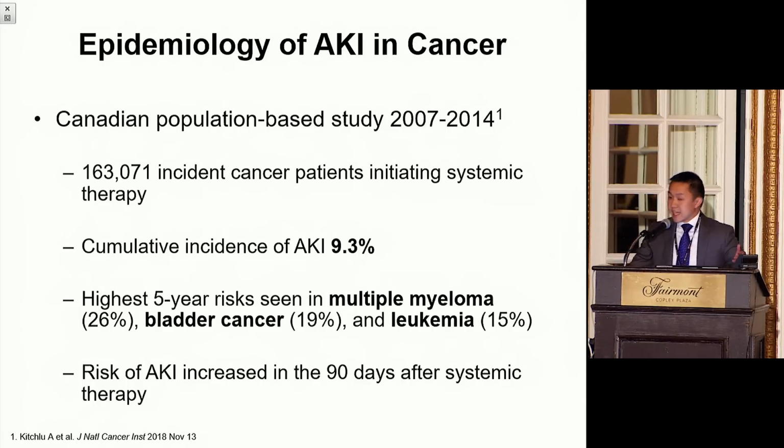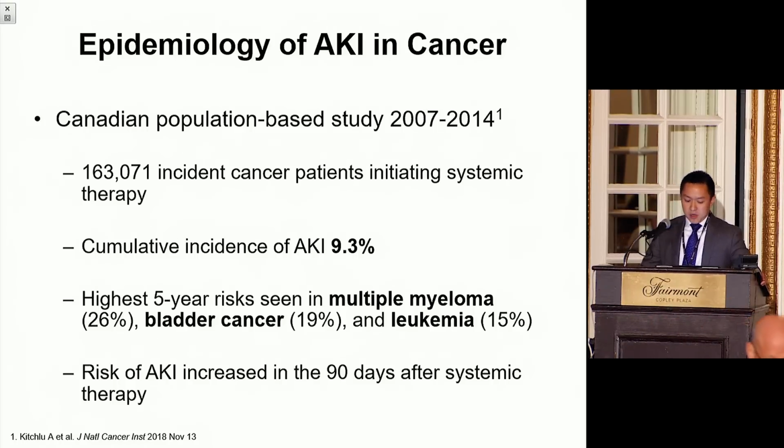So how common is AKI in the cancer population? Well, the answer is it's pretty common. This is data from a recent Canadian population-based study that spanned 2007 to 2014. In this period of time, there were about 163,000 newly diagnosed cancer patients who started systemic therapy. Among these patients, the incidence of AKI was about 10%.